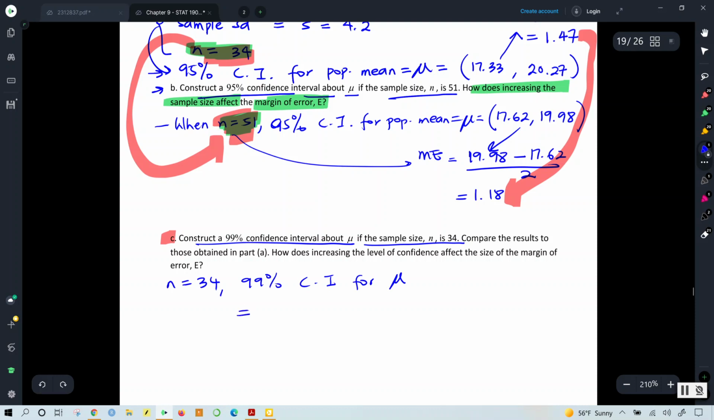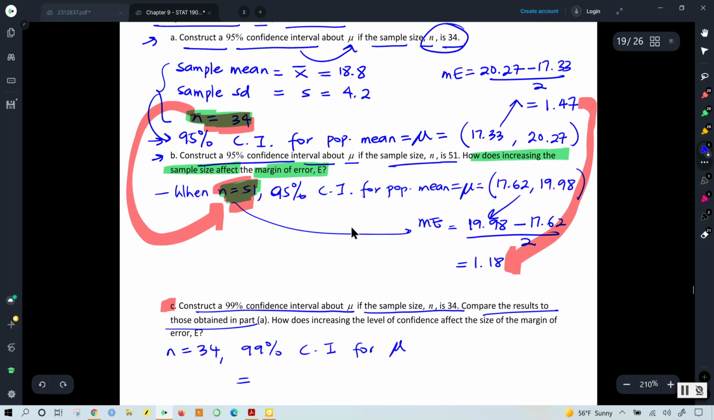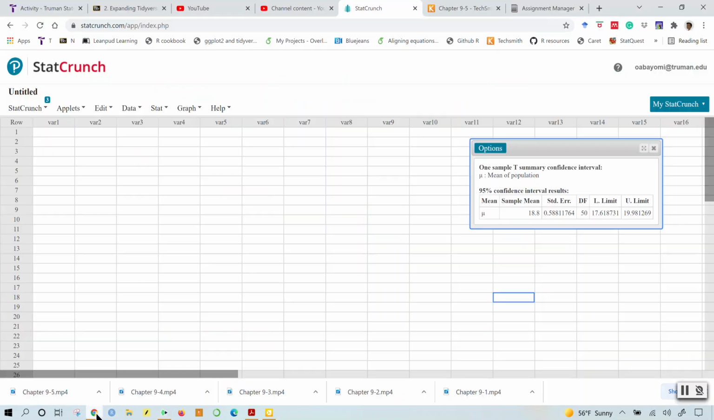Every other thing stays the same, because we want to compare this result to what we obtained in part A. In part A, we are going to keep the sample mean, keep the sample standard deviation as 4.2, and keep the sample size as 34. The only thing we want to alter is the confidence level of the confidence interval. So from 95%, we want to change it to 99%. Let's go back to StatCrunch.